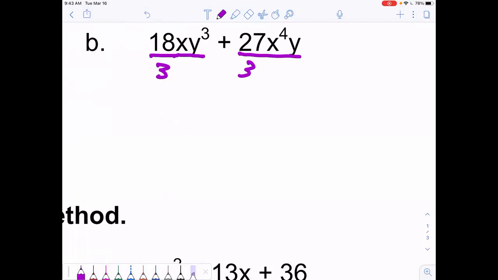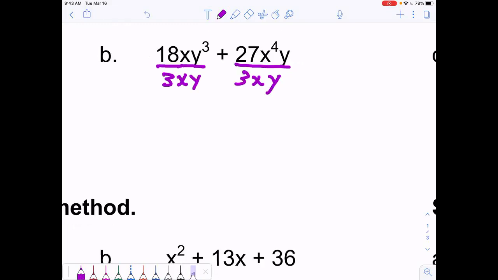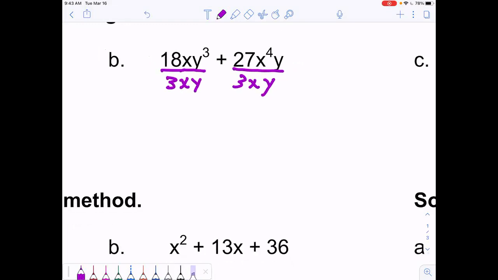X to the... so the least one is X to the first for your GCF, and then Y to the first. So once you get to this point, you want to cross out anywhere you can. So we cross out the X's, we could cross out the Y's there. So now we're just looking at the values themselves.